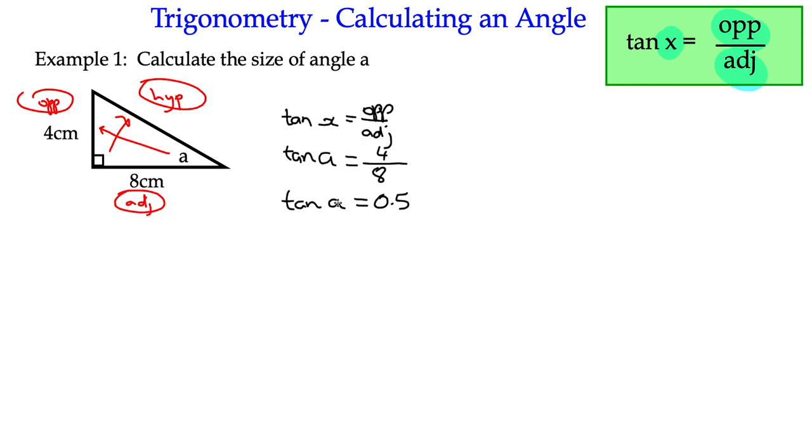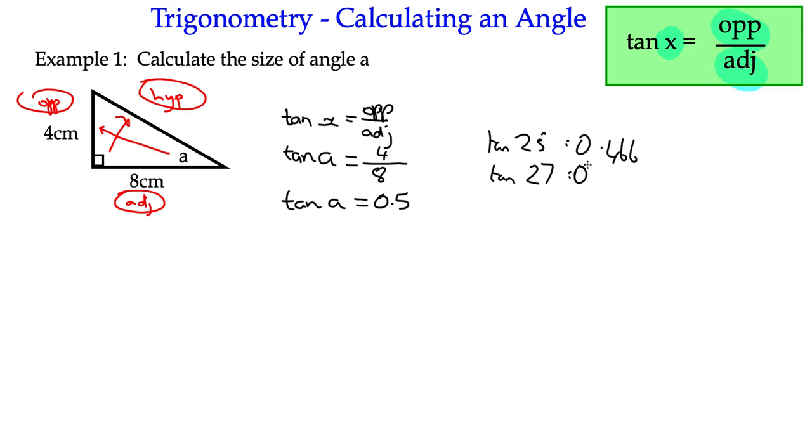Now you could go ahead and try and guess the angle that gives you 0.5. So for instance, if I do tan 25 on my calculator, I get 0.466. So 25 degrees, tan of 25 is 0.466. That's quite close, so that suggests that I should actually go up a wee bit. Let's try tan of 27 degrees. So tan 27 is 0.509.